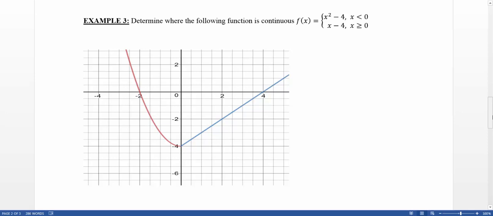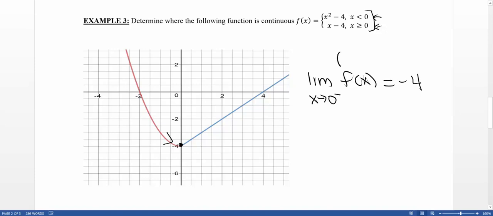However, because it's a piecewise function, we always have to worry about a jump happening right where the function is split. So here, my function splits up at 0. Okay, so when x equals 0, I need to determine if the limit is going to be the same from the left and the right. So if I look at this graph and I look at what's happening from the left, my x squared minus 4, as I approach from the left, the y value is going to equal negative 4. So the limit as x approaches 0 from the left of my function is going to equal negative 4.